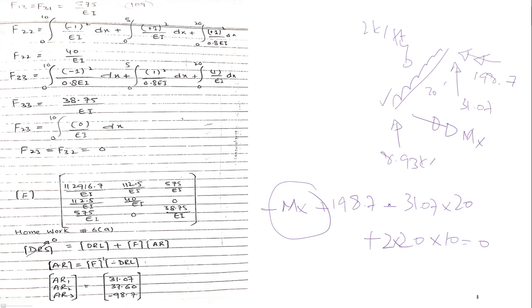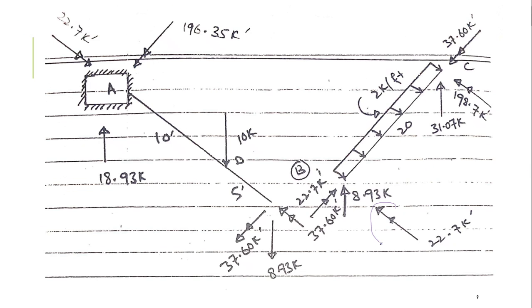You will realize the mx value would be negative. It means the assumed direction is wrong, and actually the value of mx comes out to be 22.7. So you can see here I have found 22.7 kip foot. Okay, finally, this 22.7 is just balanced here with 22.7. However, this 196 moment is to be found out. So I can find it very easily.